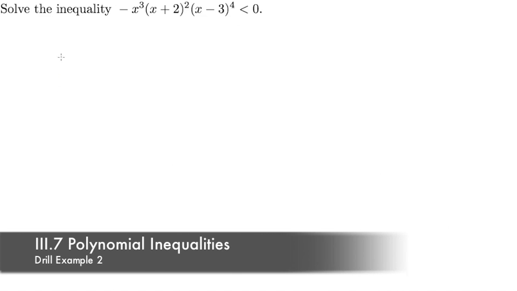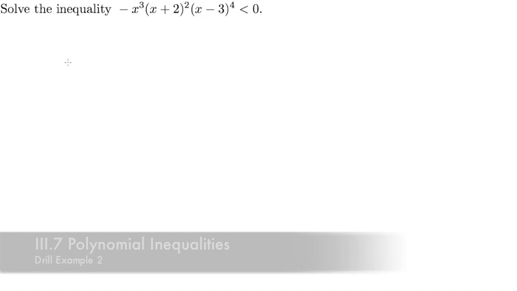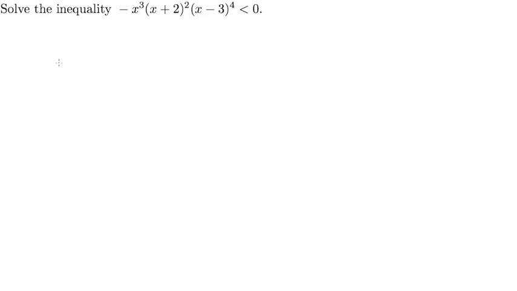Okay, so here's another one. Solve the inequality -x cubed times x plus 2 squared times x minus 3 to the 4th is less than 0. So once again, I'm going to run through it two different ways. First, let's try to sketch the graph real quick, and see if we can use that to help us figure out what this looks like. So we see that we have zeros at 0, so I'll put a circle there. At -2, we'll put a 0. And at +3, we'll put a 0.